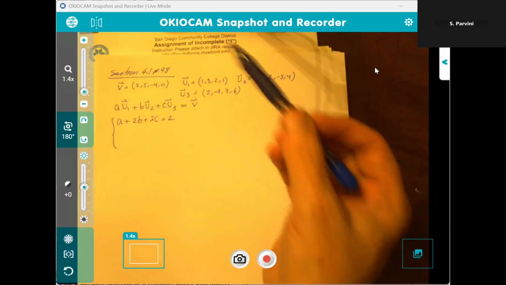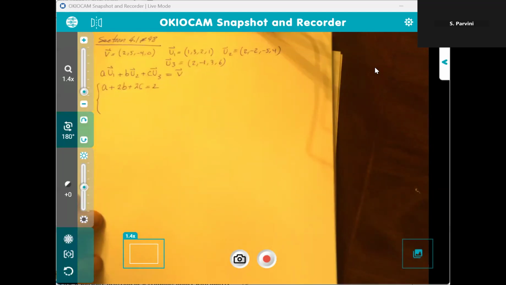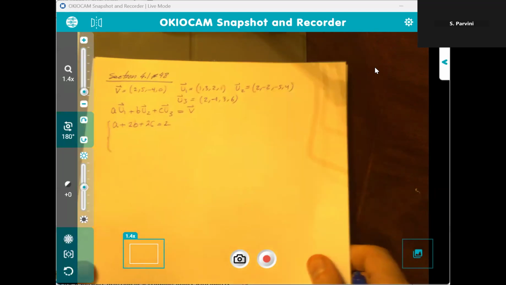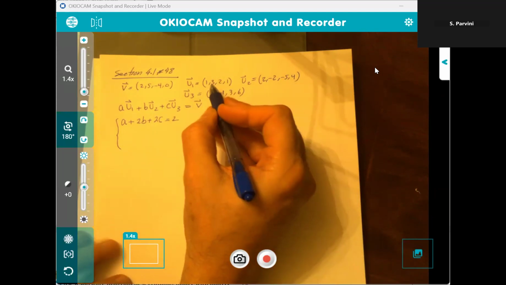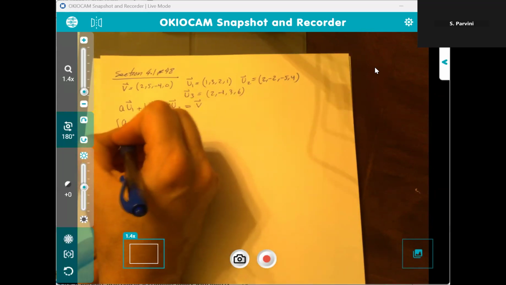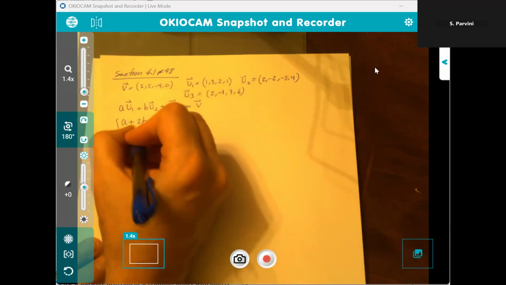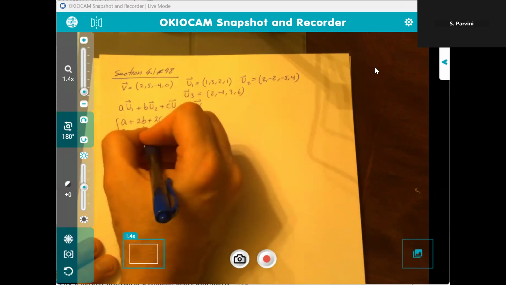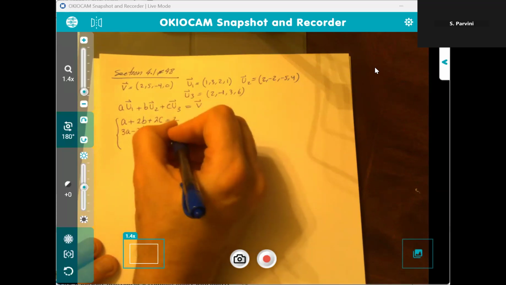For the second component, second component of U1 is 3 times A, so it's going to be 3A. Second component of U2, -2B. Second component of U3 is -1, C. That should equal the second component of vector V, 5.